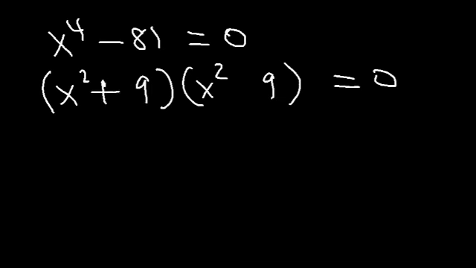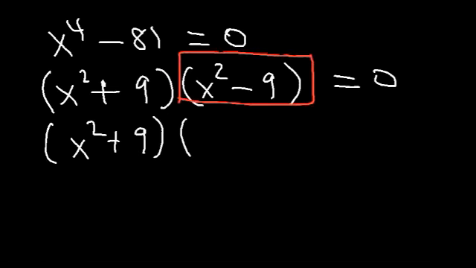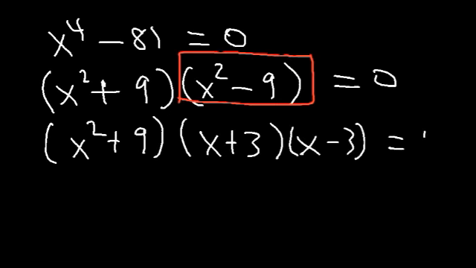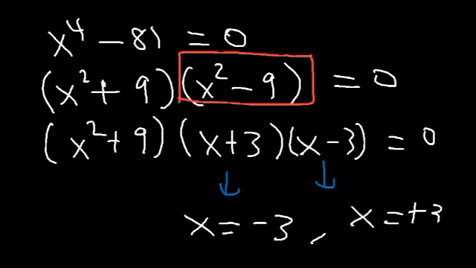So one side is going to be plus and the other side is going to be minus. Now we can't factor a sum of squares, but we can factor x squared minus 9 because that's still a difference of squares. And that's going to be x plus 3 times x minus 3. So therefore, the real solutions that we have for x are negative 3 and positive 3.